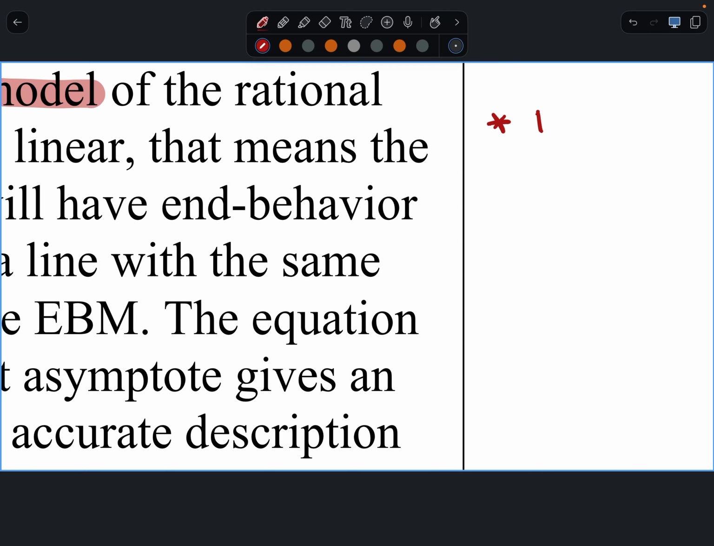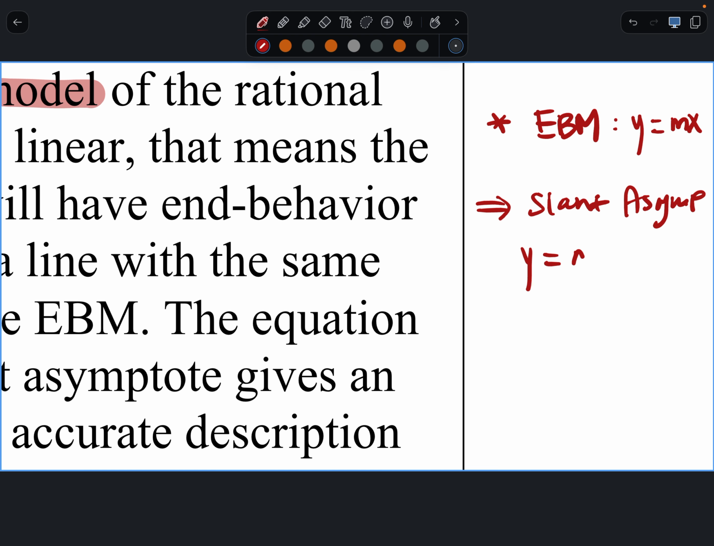So if the EBM ends up being in the form y equals mx, then that means that there's a slant asymptote that would be in the form of y equals mx plus something. And you have extra work to do to come up with that plus something.